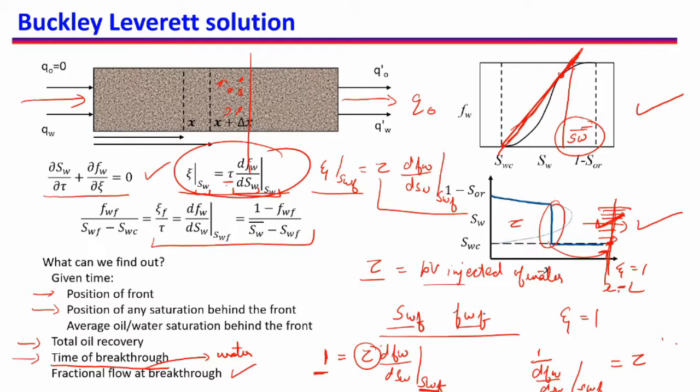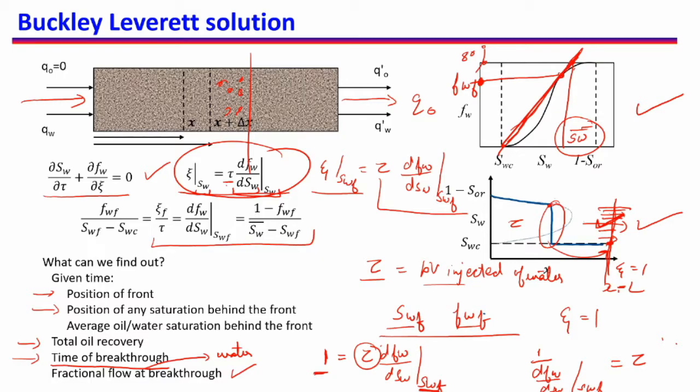When SWF, which is the front saturation, reaches xi is equal to 1, then FWF will be this quantity. So that means if this is 80%, we will see suddenly 80% of water production and only 20% of oil as soon as water breaks through. So this becomes very important when we are doing surveillance of oil reservoirs which are under water injection.